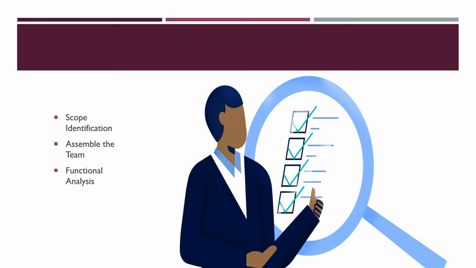The second step is team assembly, assembling the team. Now, this involves including a diverse group of individuals familiar with different aspects of the system or process. These might include designers, engineers, technicians, quality professionals, and others relevant to the project.